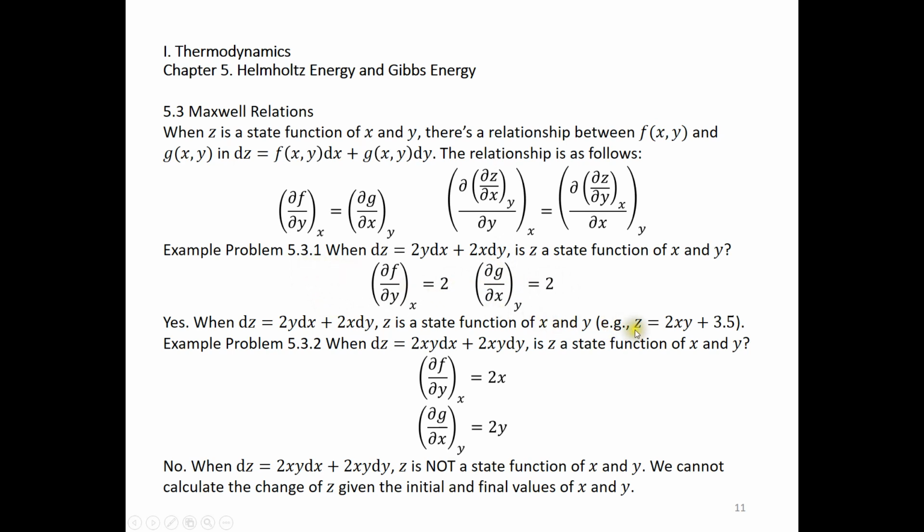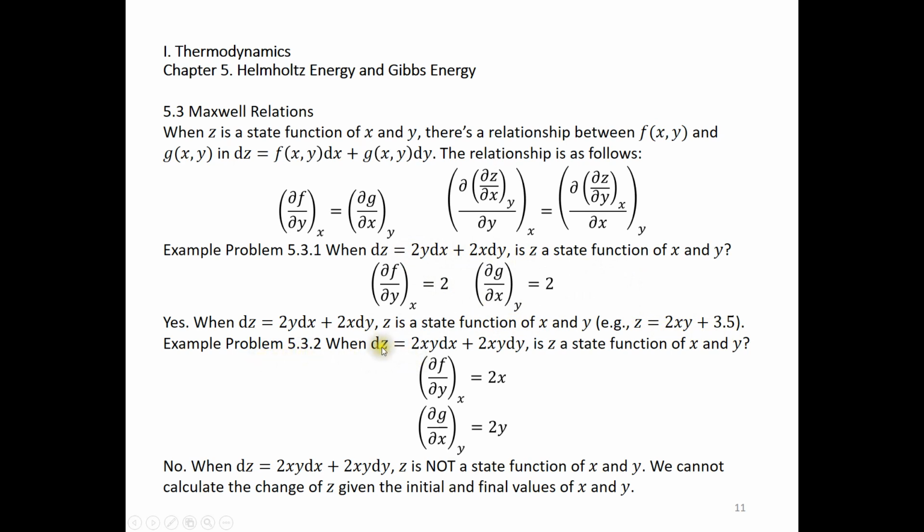And actually z is simply 2xy plus a constant. Any constant, it can be 3.5 or some other number. You can just verify this. You can take the differential of this. You'll get 2y dx plus 2x dy. Now another example problem, 5.3.2.